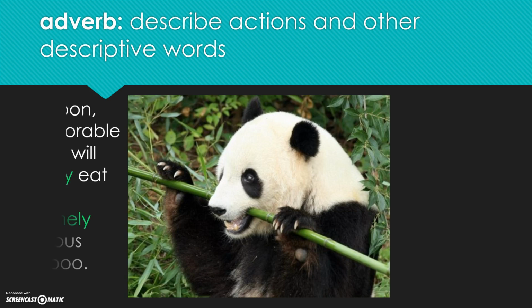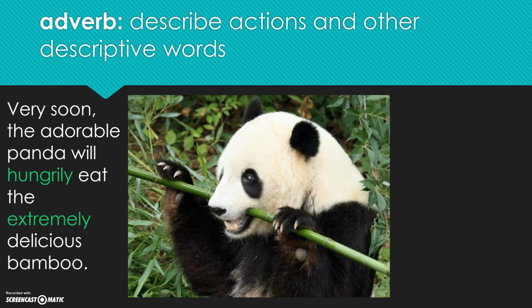I can change the sentence even further and say very soon, the adorable panda will hungrily eat the extremely delicious bamboo. And I took out over there just because it kind of made the sentence clunky. But the two words that I added are also both adverbs. Very is another one of those to what extent adverbs. Very in this case is describing the adverb of soon. And what soon is telling us is when the bamboo is going to be eaten.